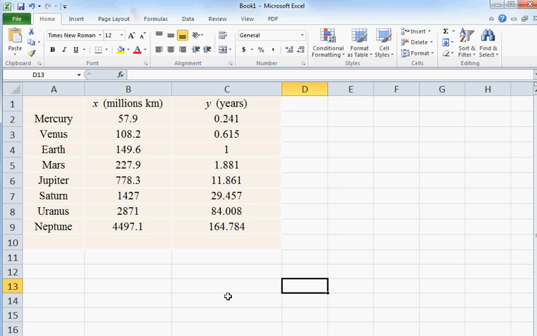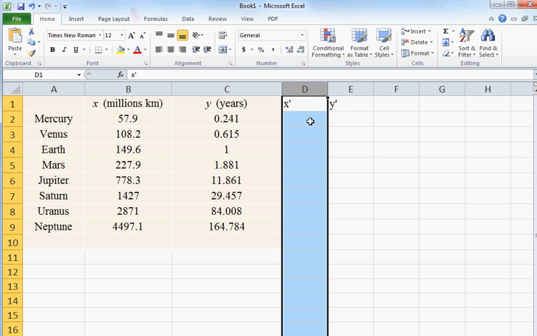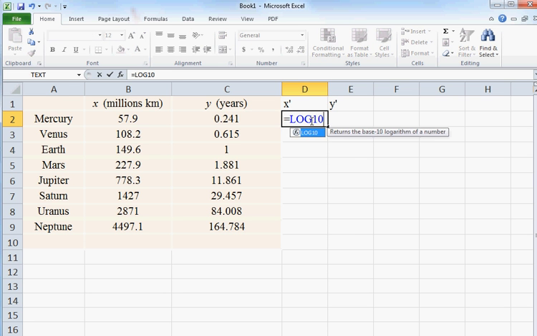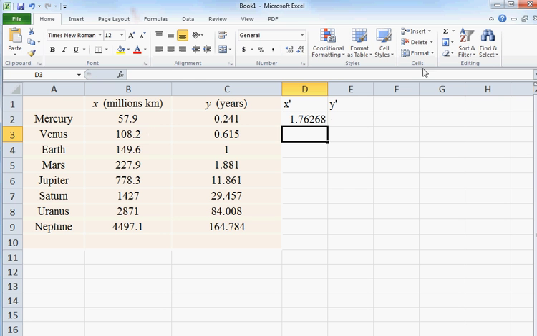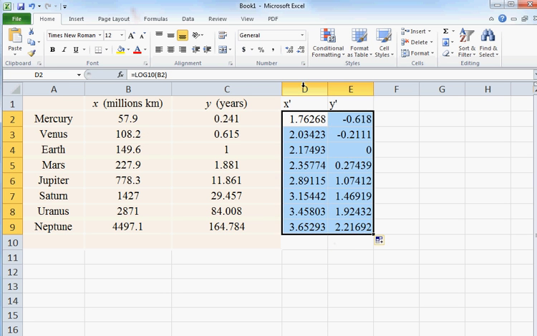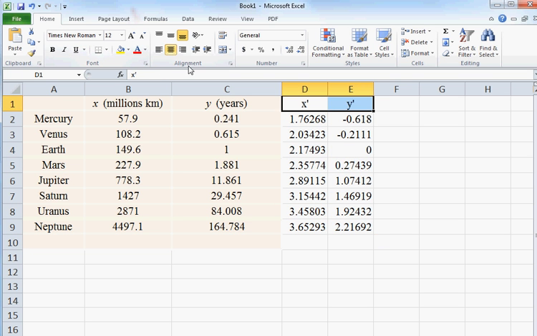Okay, so let's program this in Excel. So first off, we need x prime and y prime, the transformed variables, and those will be equal to the log base 10 of each number. And so just filling the pattern, we get these values for x prime and y prime just by taking the log base 10 of everything.